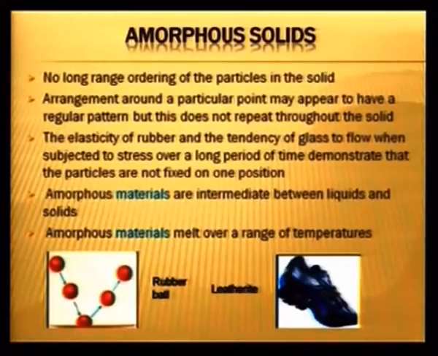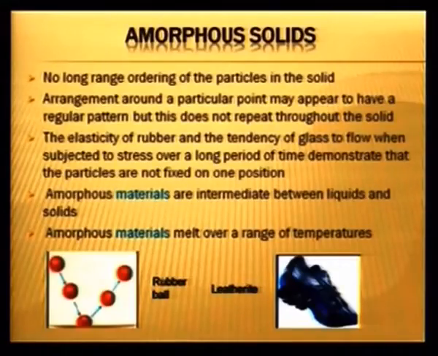Just to recapitulate, there is no long range order of particles in amorphous solids. The arrangement around a particular point may appear to have some regular pattern, but this pattern does not repeat throughout the solid. For example, the elasticity of rubber and the tendency of glass to flow when subjected to stress over a long period of time demonstrate that particles are not fixed in their positions. Very slowly they can change their positions. So, therefore, they have a tendency to flow, although very slowly. Amorphous solid materials have properties which are intermediate between those of liquids and solids.